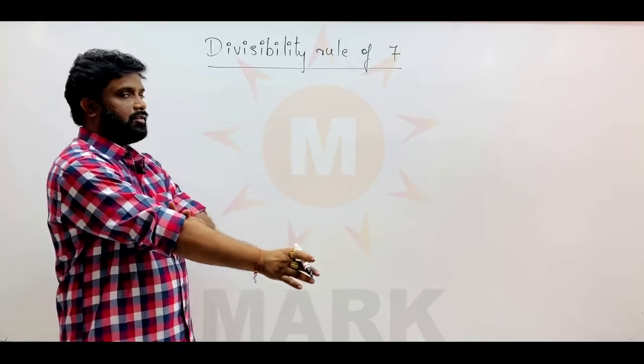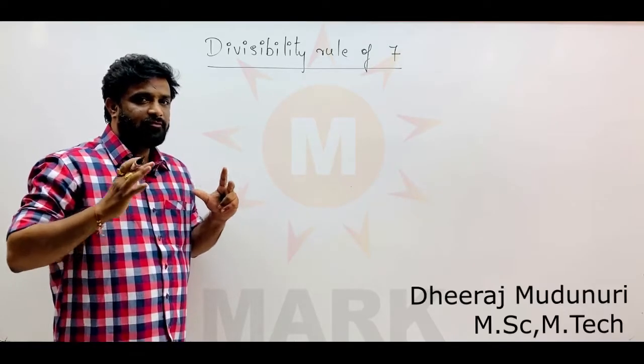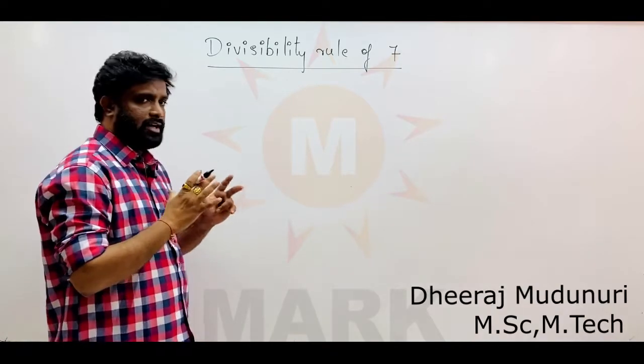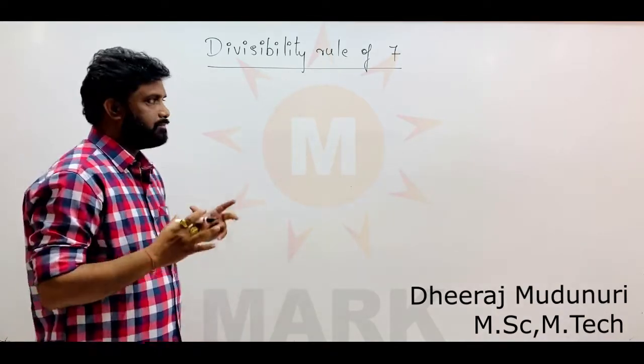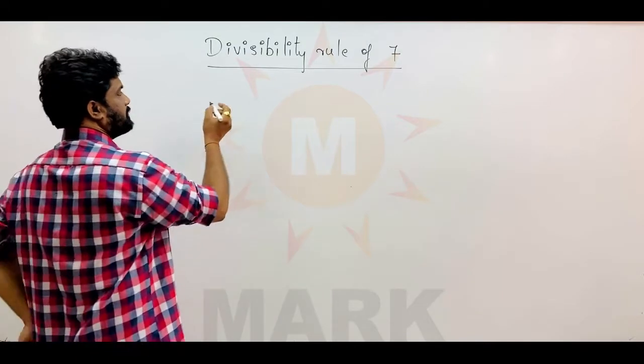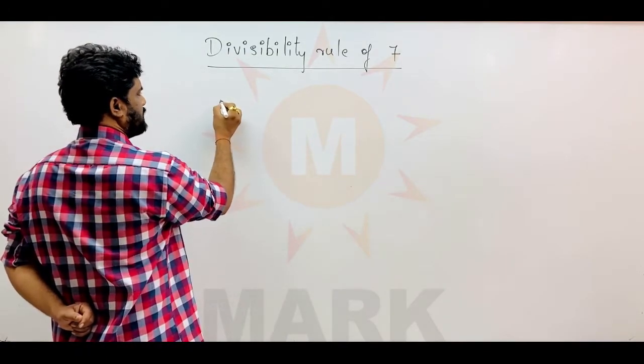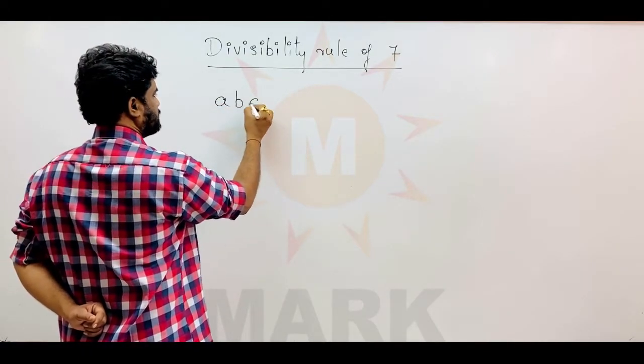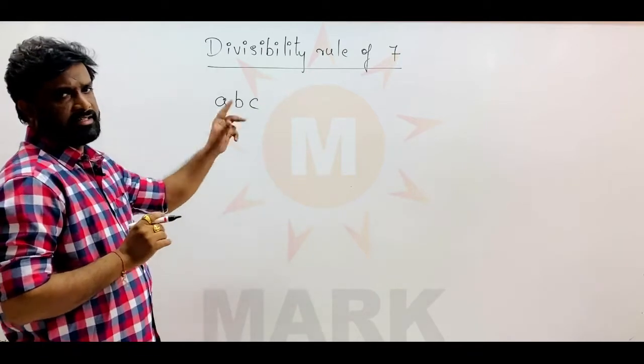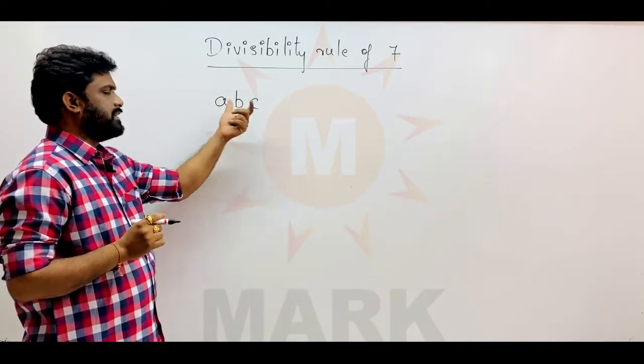Friends, in this video we will be discussing the divisibility rule of 7. The divisibility rule of 7 is quite peculiar. Suppose I take a 3-digit number A, B, C. So 3 digits are there in that number, that is A, B, C.